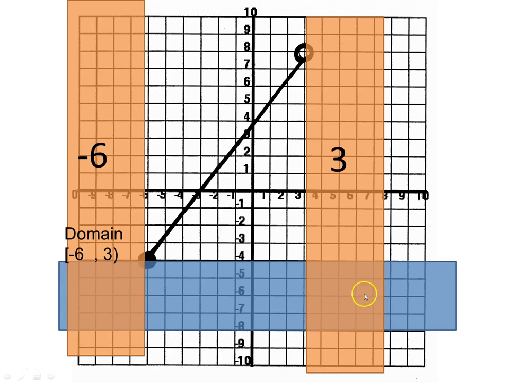All right. Let's try range. Range is up and down. So I put my sticky note, and I realize my picture does not go below -4.